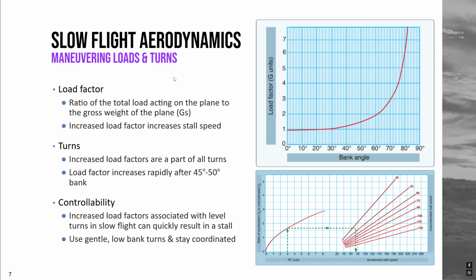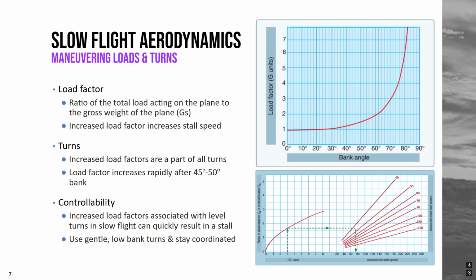So when we're maneuvering in slow flight, let's talk about maneuvering loads and turns. Remember, our load factor is the ratio between the amount of lift we're creating to the weight of the aircraft, and that's measured in G's, or G-forces. Increased load factor has a correlation with increasing stall speed. So think about how when we're in slow flight, we're already operating very close to our critical angle of attack. Now, if I enter a bank that's associated with increasing load factor, which increases stall speed, and I'm already operating close to my stall speed, that means turns in slow flight, we have to be cautious about how we do it.